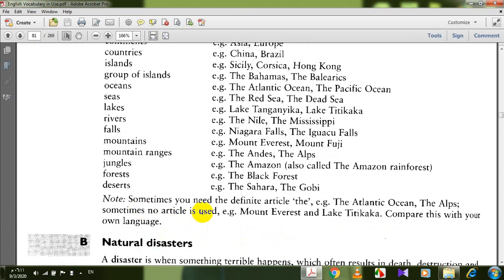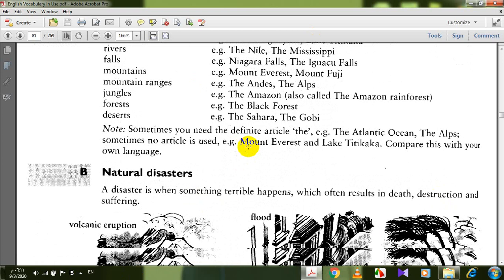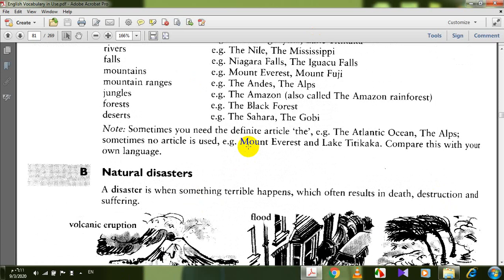Note that sometimes you need the definite article, for example, the Atlantic Ocean, the Alps. Sometimes no article is used: Mount Everest and Lake Titicaca. Compare this with your own language. Okay, I think you have already studied the use of the definite article.